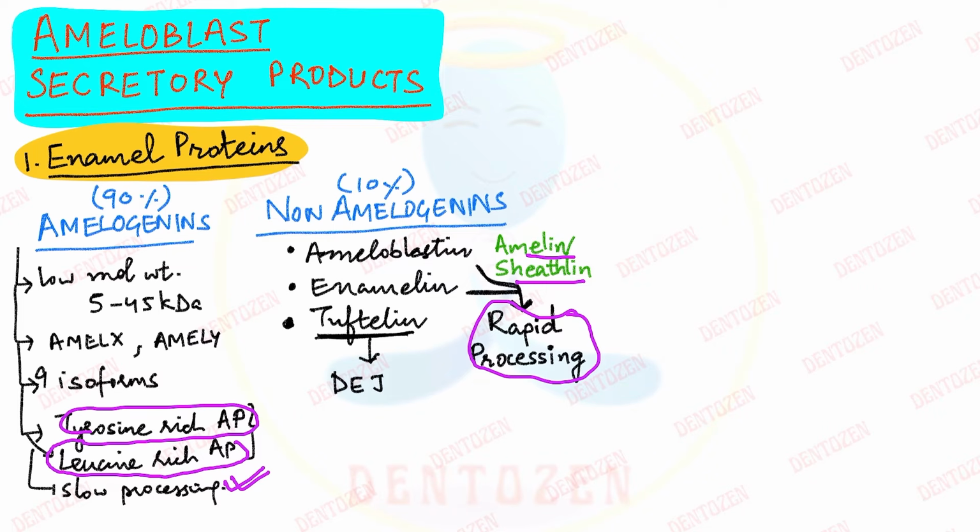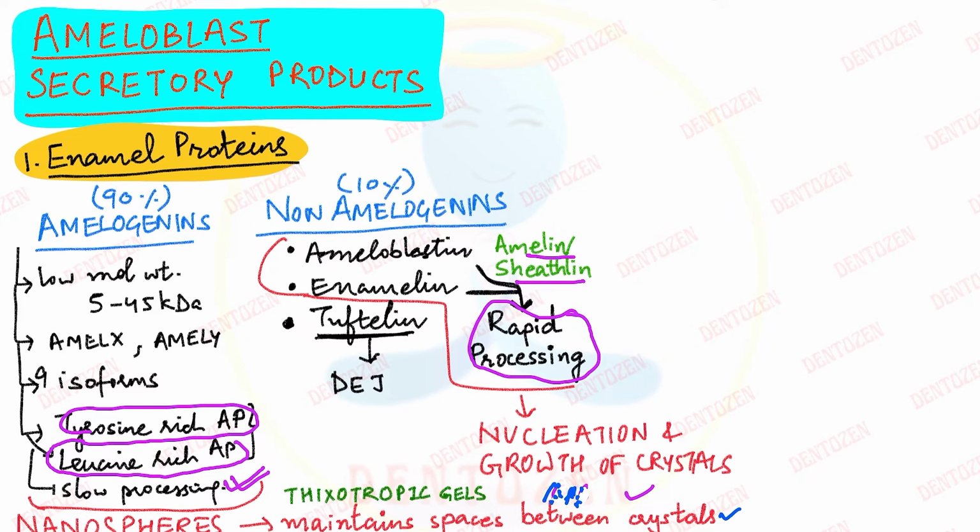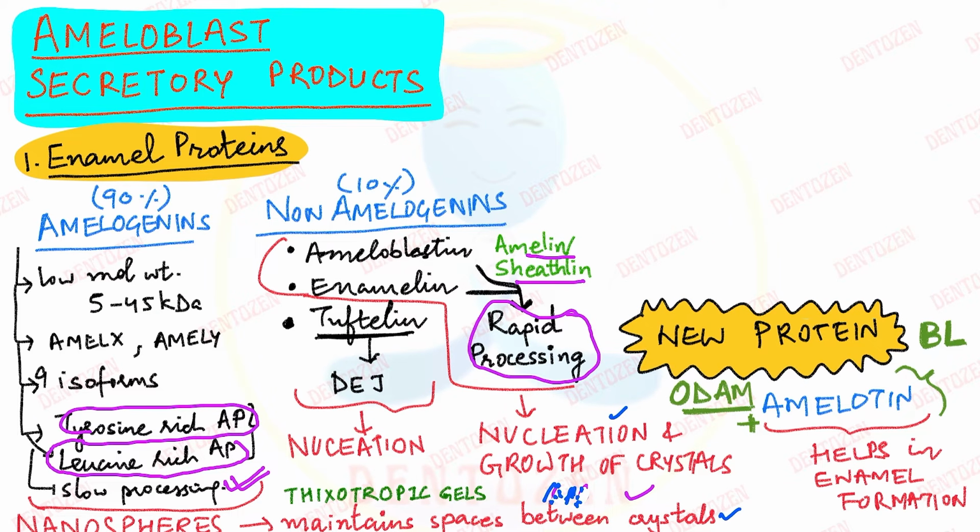Now, what are their functions? Amelogenins form nanospheres, that is, between the crystals they will form nanospheres like this, so that there remains space between the crystals. They do not fuse together during the secretory stage. Later on, they are removed as thixotropic gels, and mineral is added in the maturative phase. So they help in maintaining the space, and they help in the growth of the crystals. Ameloblastin and enamelin also help in the nucleation and growth of crystals, and tuftelin also helps in the nucleation of the crystals. The new protein amelotin has been found in the basal lamina along with the other protein ODAM. It is said that it helps in enamel mineral formation.